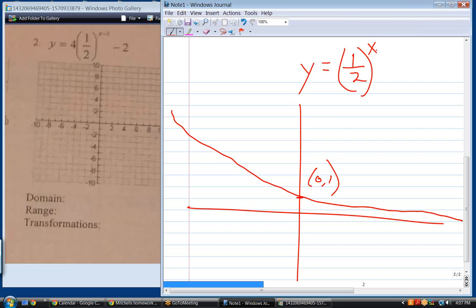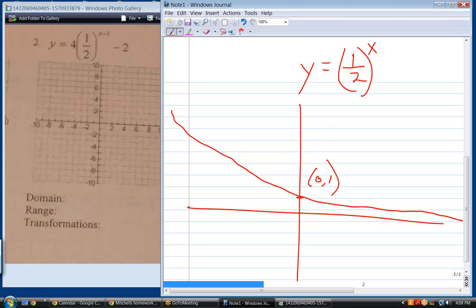Notice that when x is 2, this becomes 1/4. When x is 3, it becomes 1/8. When x is 4, it becomes 1/16. It keeps getting smaller and smaller. Okay? So the key thing to remember here is that when the number inside the parentheses is greater than 1, it's going to increase. When the number inside the parentheses is between 0 and 1, it's going to decrease.